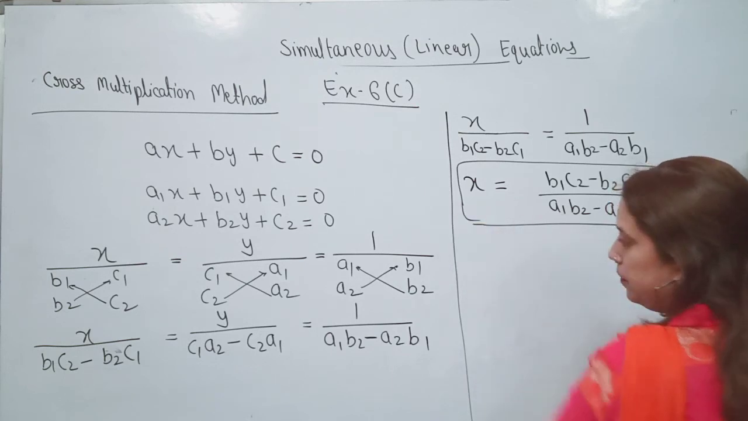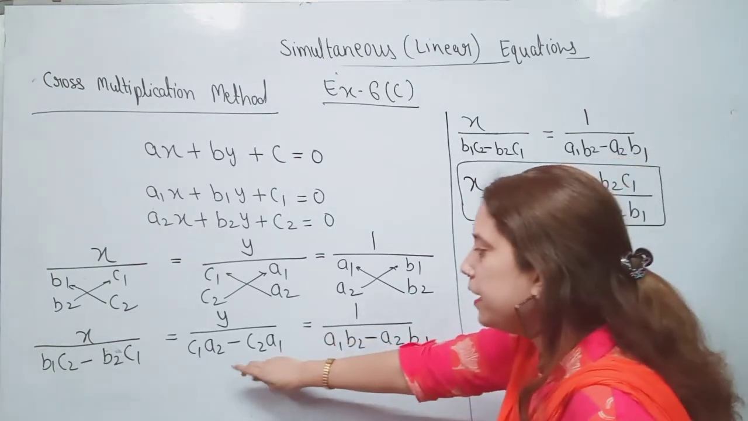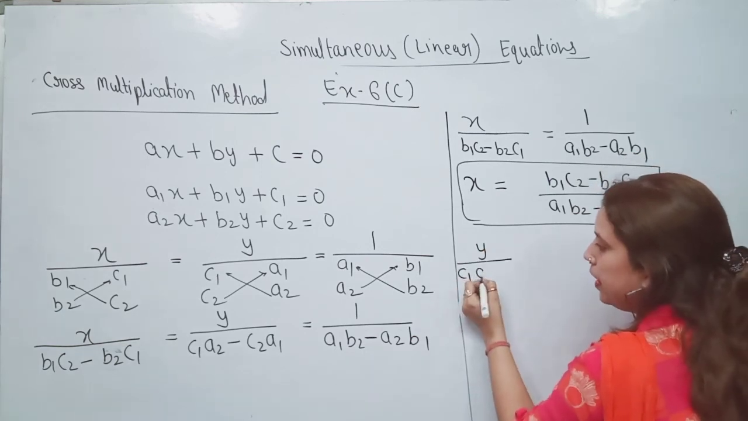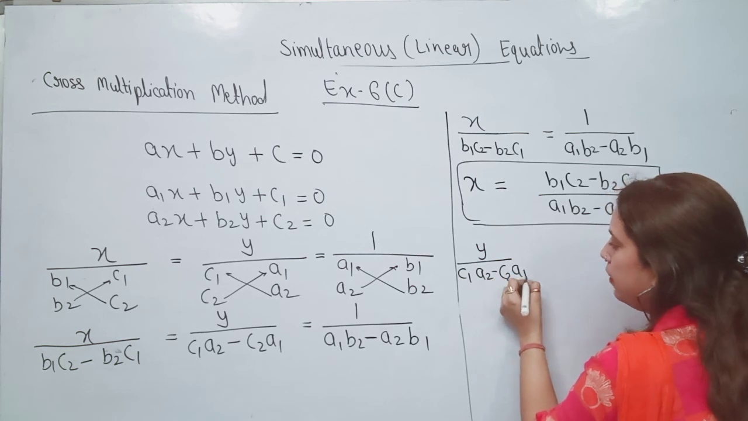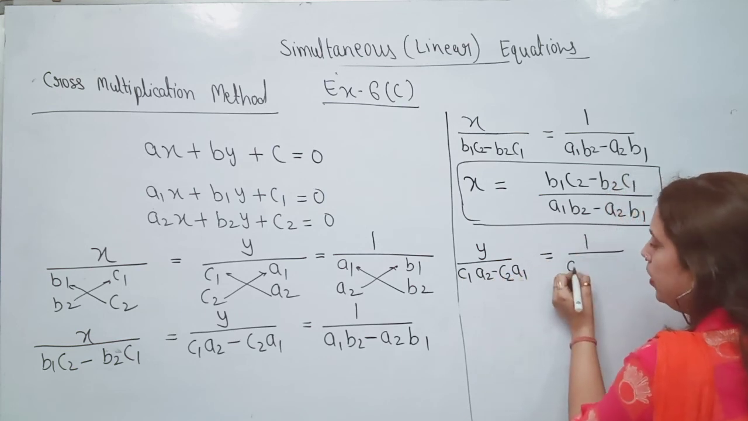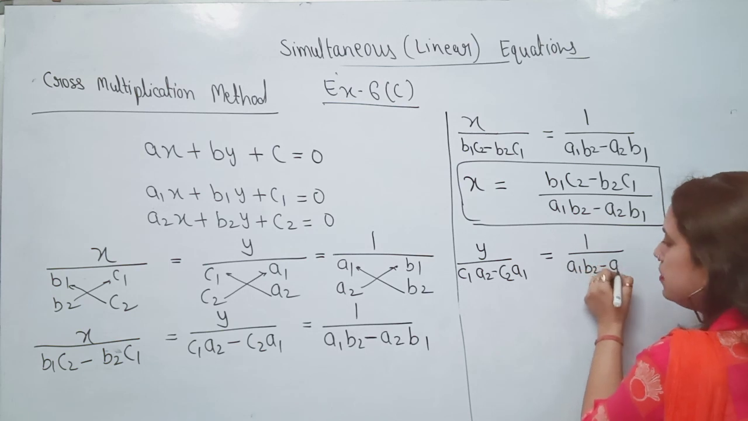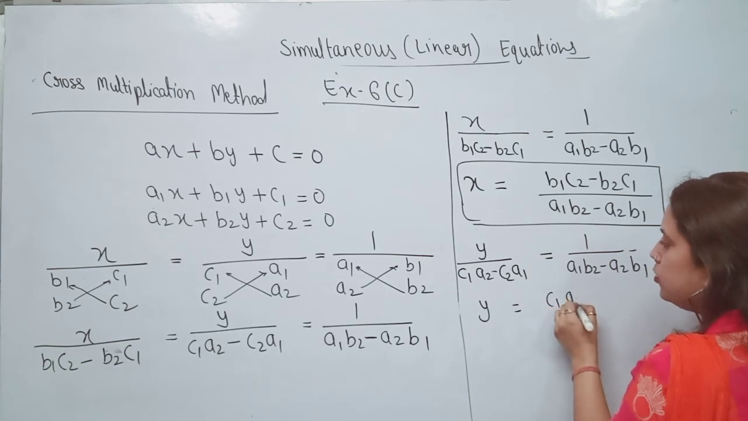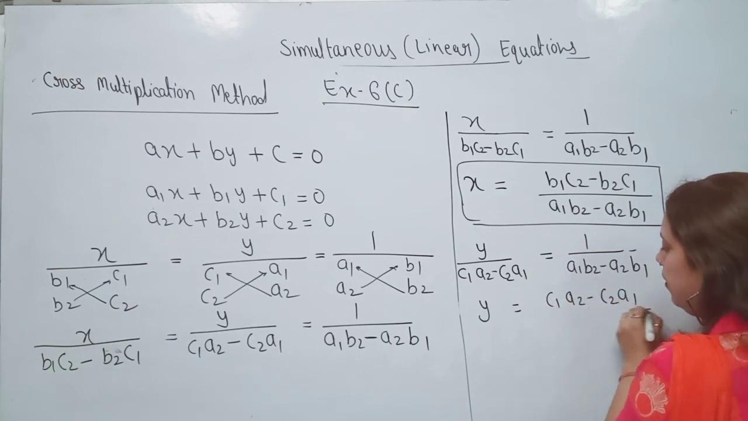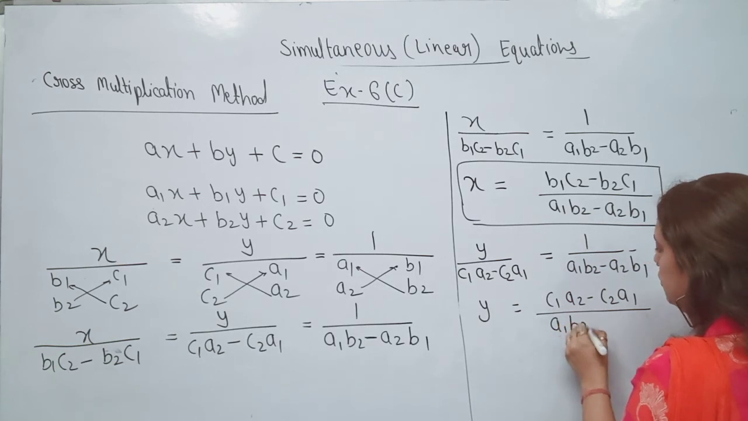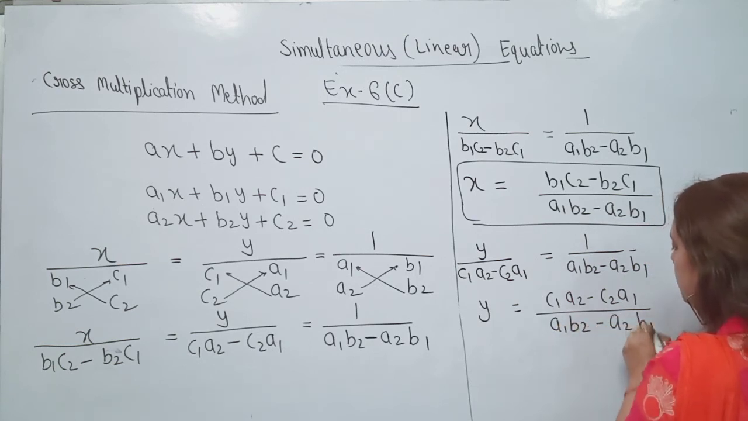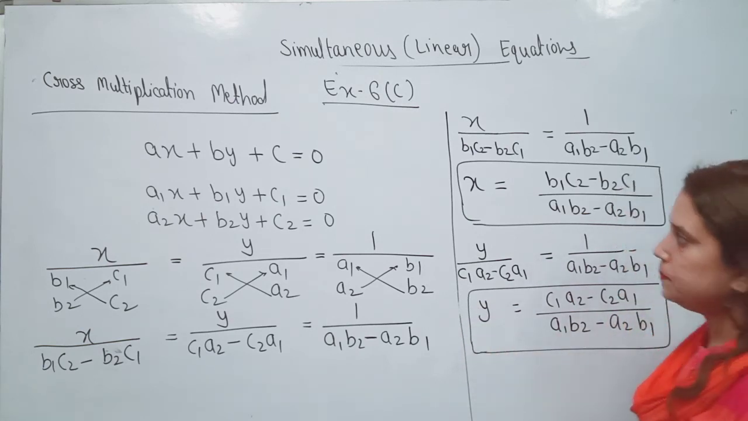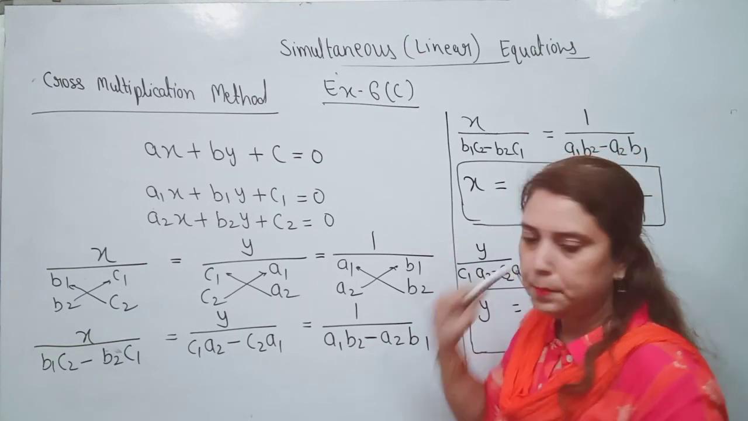This is the formula. Okay beta, for finding y, again we compare with the last term: y upon c1 a2 minus c2 a1 is equal to 1 upon a1 b2 minus a2 b1. So the value of y will be c1 a2 minus c2 a1 upon a1 b2 minus a2 b1. Okay beta? Now let us understand this by an example.